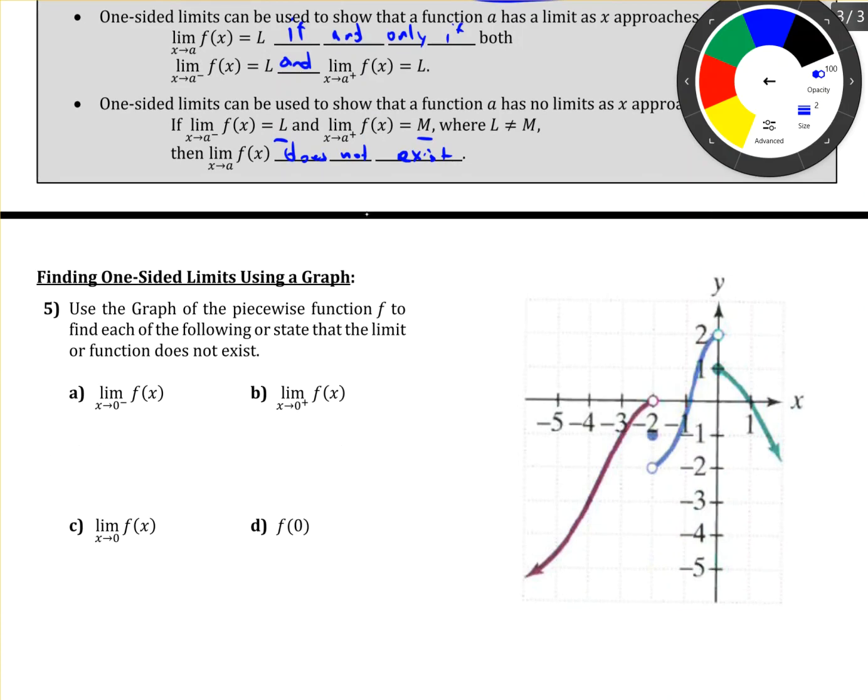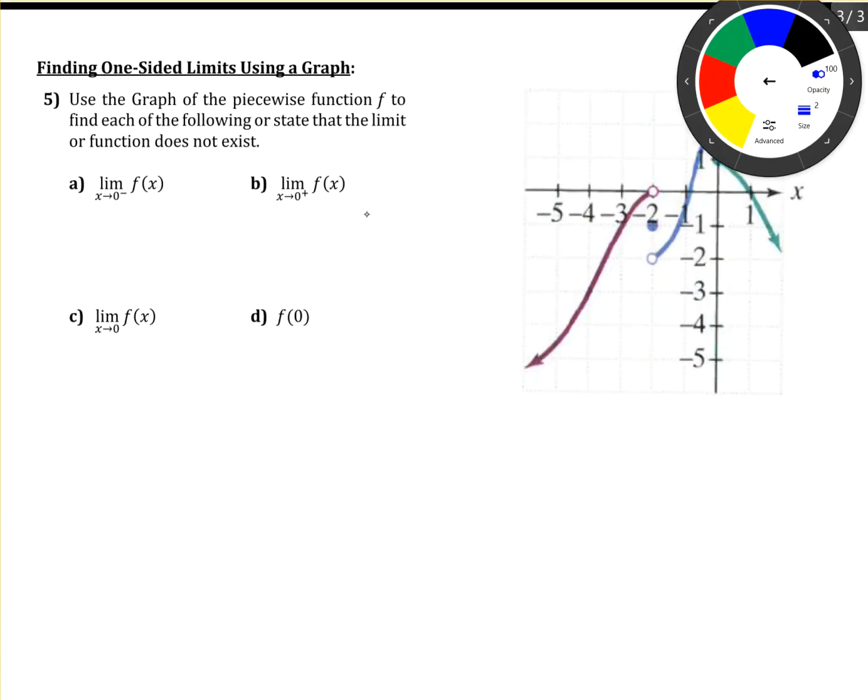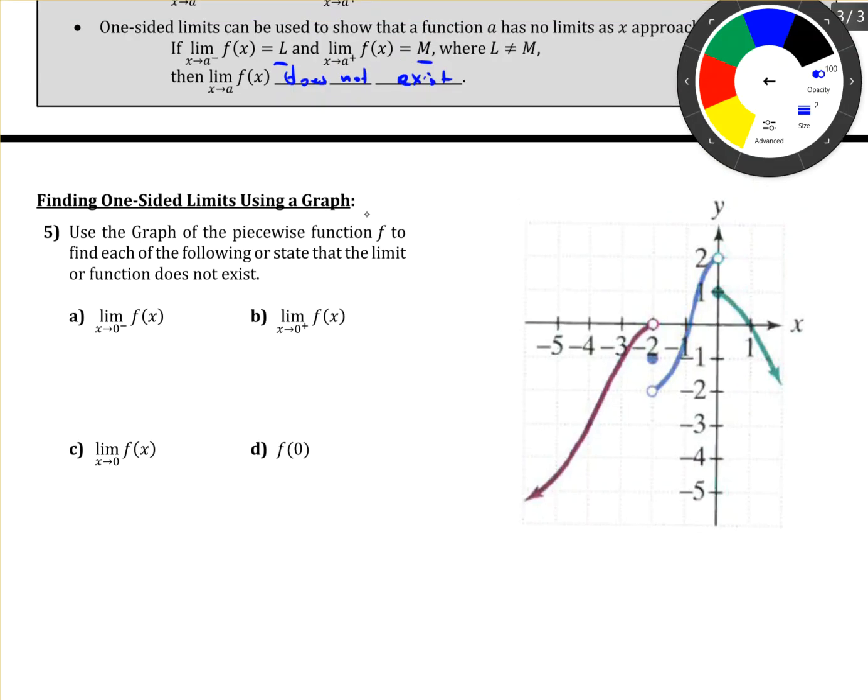So let's do a bunch of practice here. Use the graph of the piecewise function f to find each of the following or state that the limit or function does not exist. So the limit as x approaches 0 from the left, notice as I go from the left to 0, it looks like I'm pointing at 2. The limit as x approaches 0 from the right, looks like I'm pointing at 1. Doesn't matter, open circle, closed circle, doesn't matter at all.